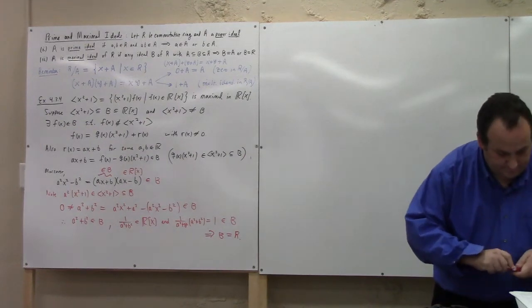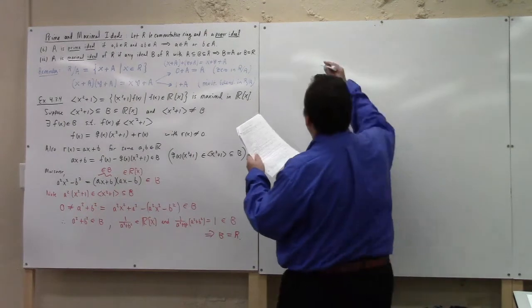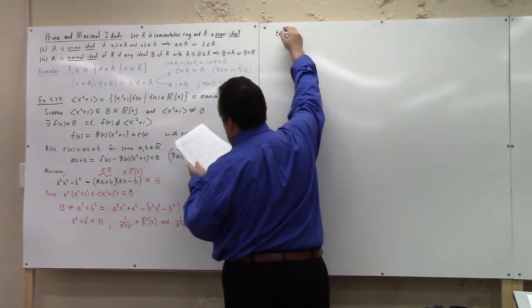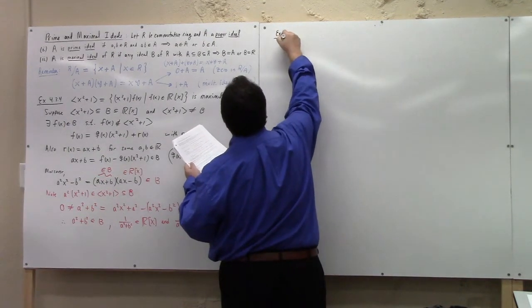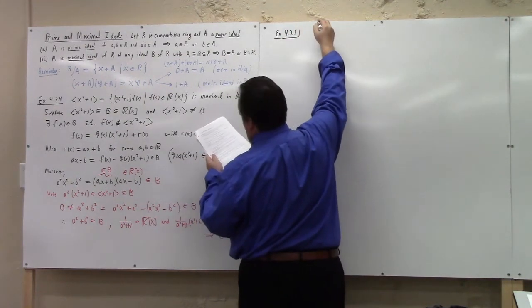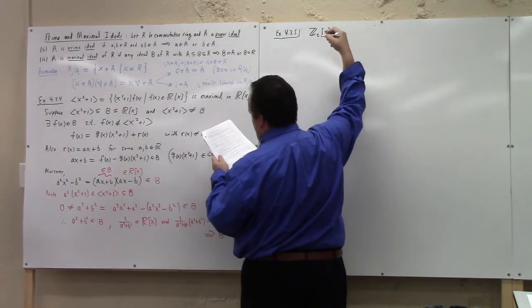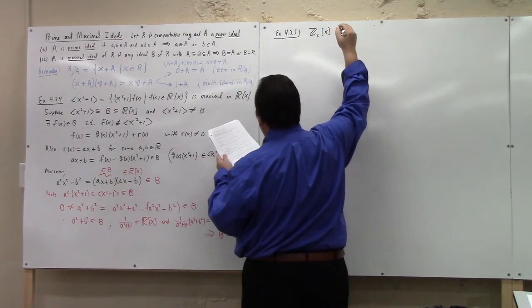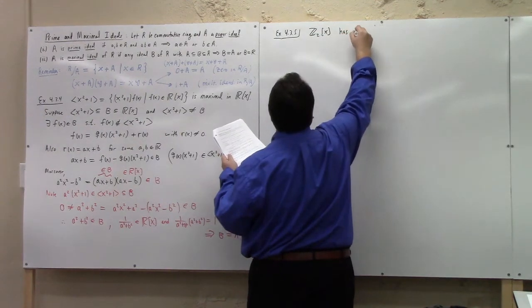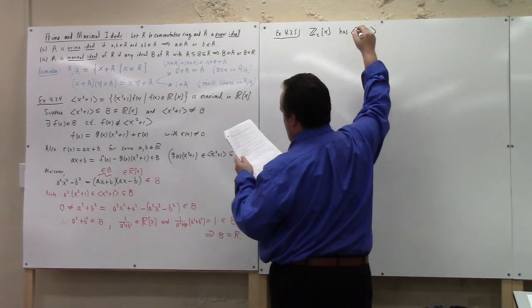Let's see here. Here's another example, which is not quite the same. This is 4.3.5, a little bit easier. Here we have Z2[x]. All right, so polynomials with Z mod 2 coefficients has x squared plus 1, that principal ideal, not prime.